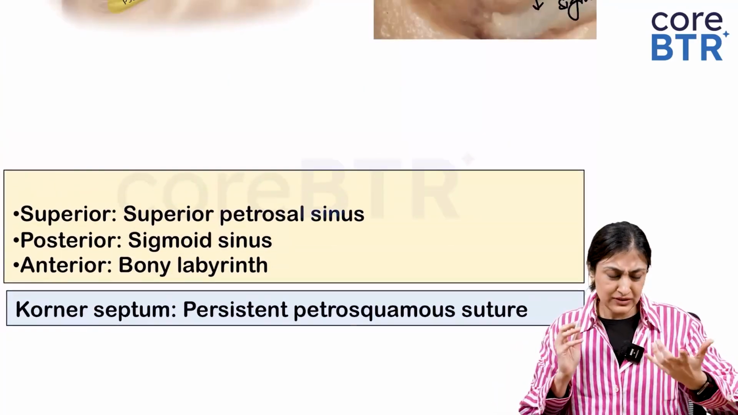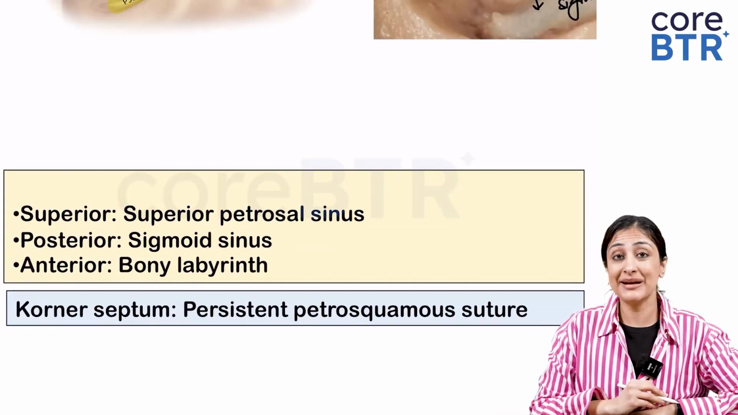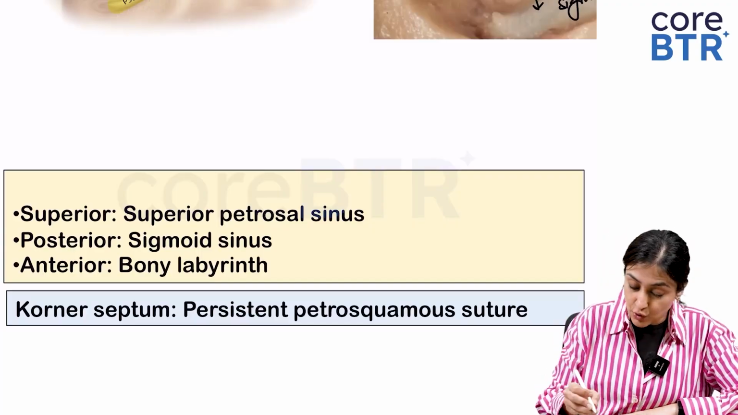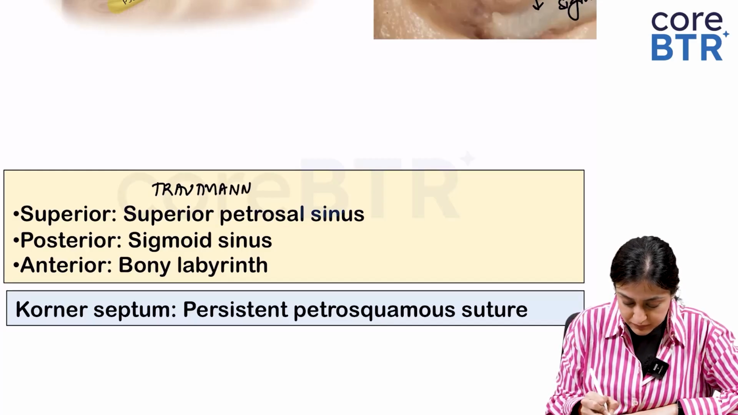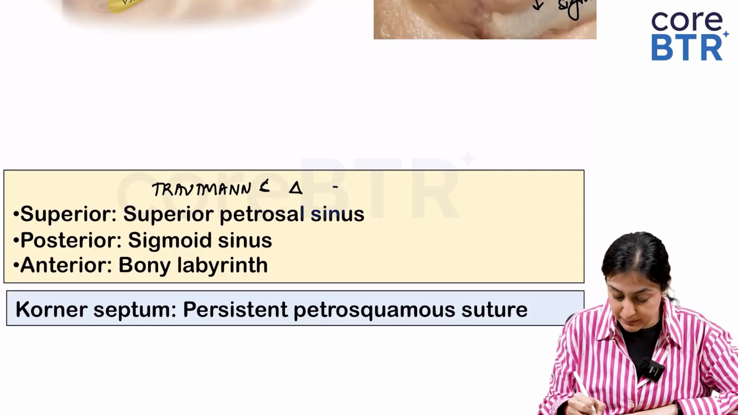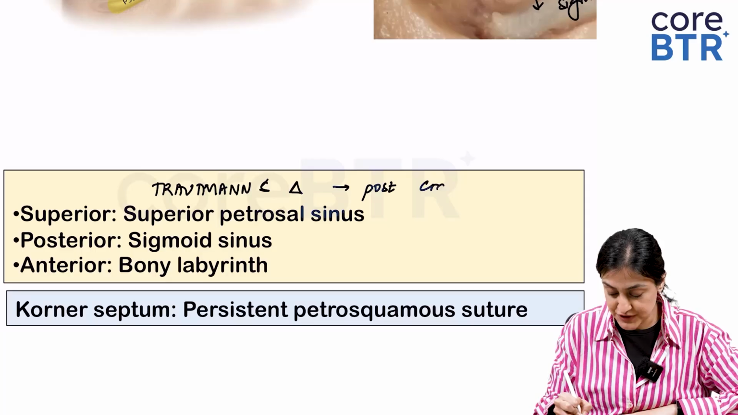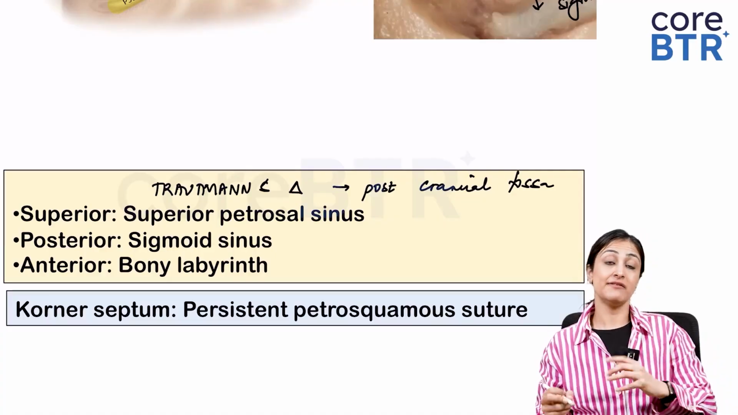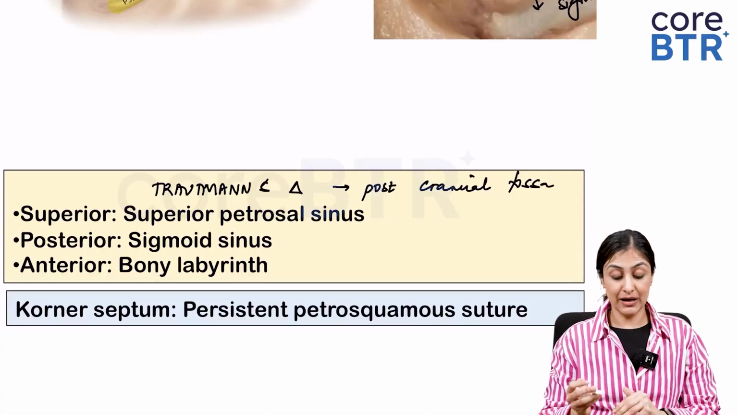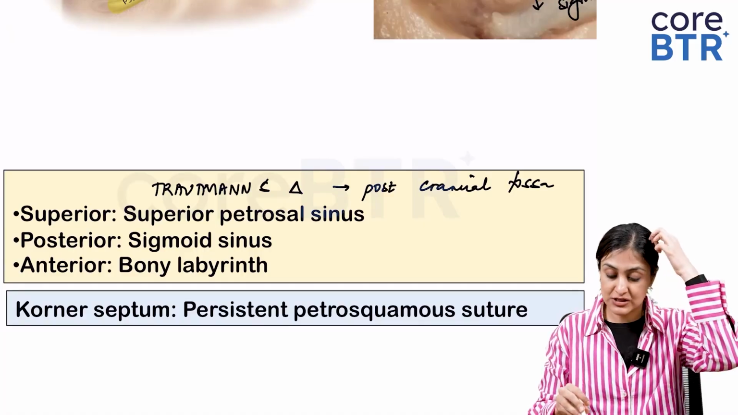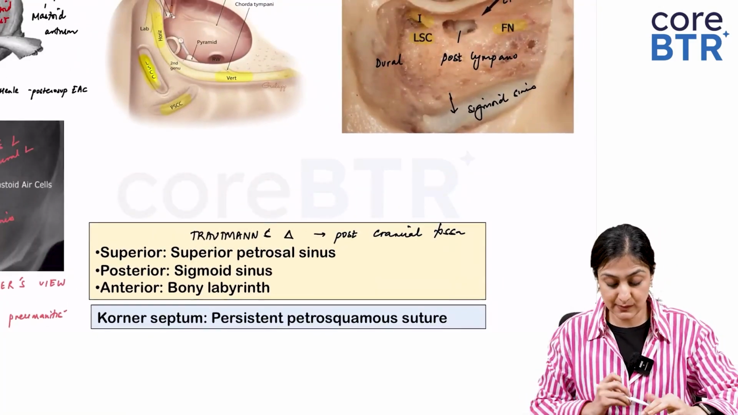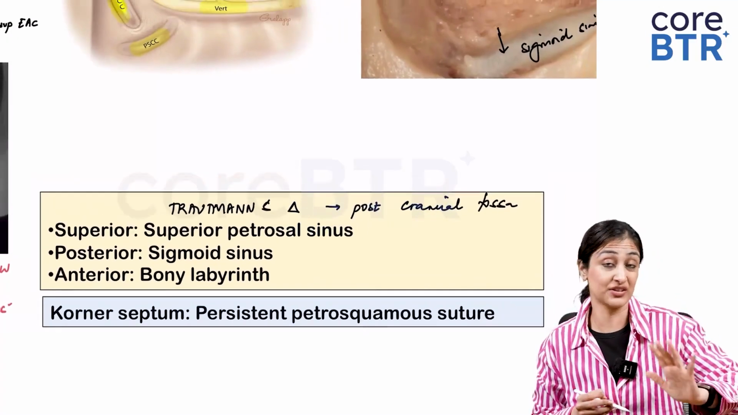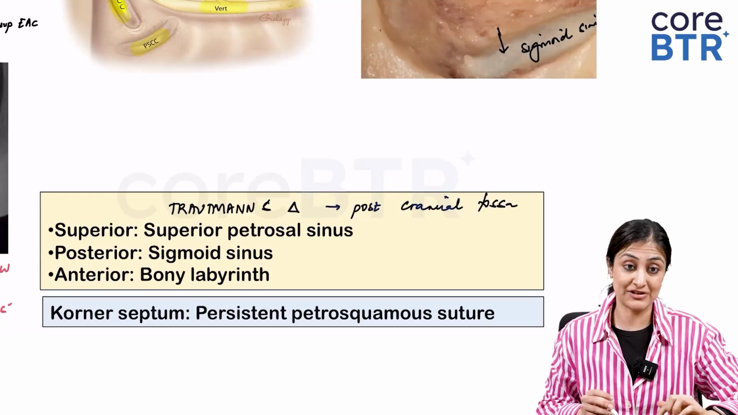Okay, two theoretical questions. So we did the McEwen's triangle. There's one more triangle which is called the Trautmann's triangle. So Trautmann's triangle is the boundary of the posterior cranial fossa. So they can just ask you independently, from where will you access the posterior cranial fossa? We'll do it through Trautmann's triangle. What are the boundaries? We have the superior petrosal sinus, the name itself has superior. Sigmoid sinus posteriorly, here also there is the sigmoid sinus, and anteriorly the bony labyrinth. Okay, so this is Trautmann's triangle.